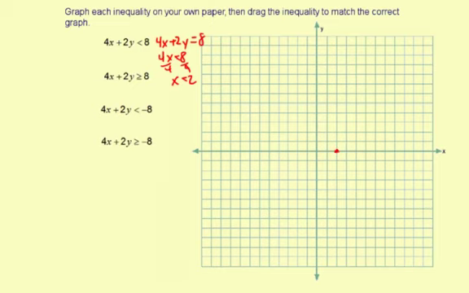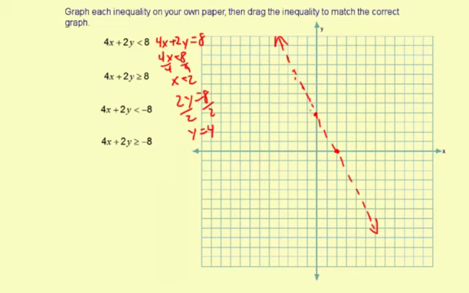Put a point on x equals 2. And then for the y, it's going to be 2y equals 8 divided by 2, so y equals 4. Put a point on y equals 4. And this one's going to be, like I said, a dashed line. Something like that. It's more dotted than dashed. There we go, that's better.